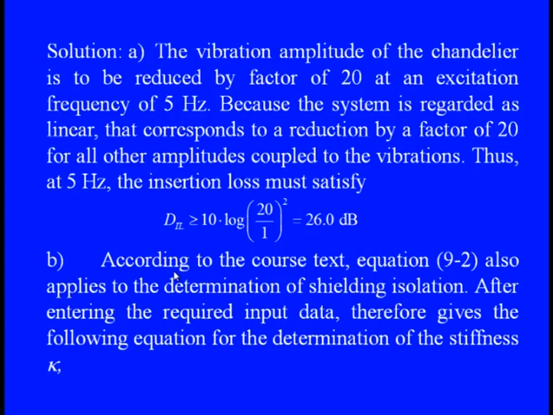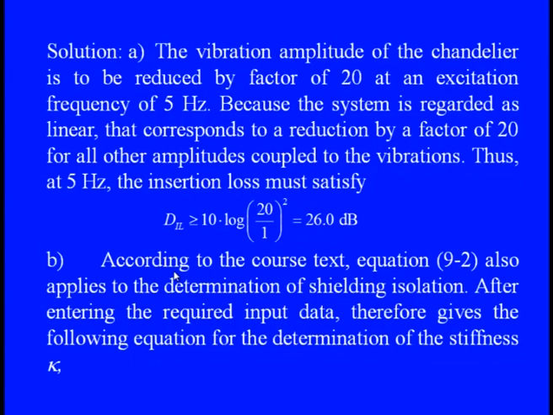Now we want to find out the vibration amplitude of the entire machine, which is to be reduced by a factor of 20 dB at an exciting frequency of 25 hertz. Because the system is regarded as linear, for a corresponding reduction by a factor of 20 in amplitude, we can say the insertion loss DIL is greater than or equal to 10 log of 20 squared over 1 squared, or about 26 dB. So this is the insertion loss when they are excited at their own frequencies.